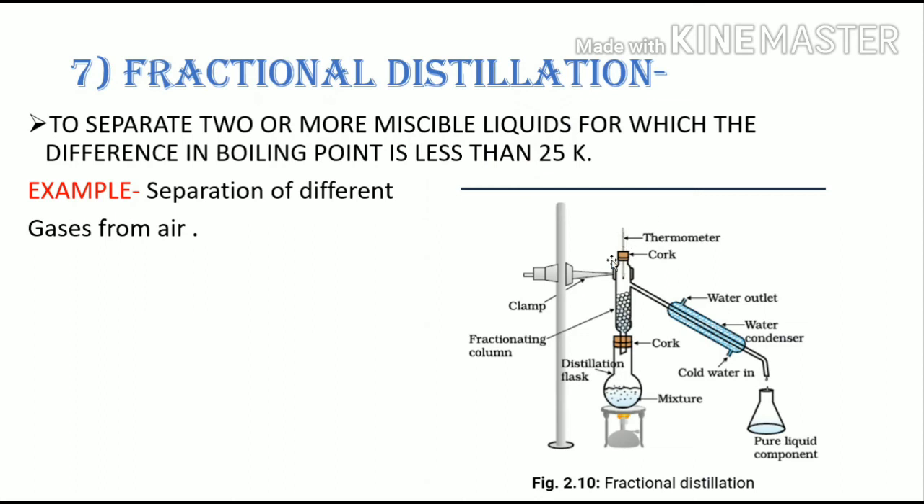Also a thermometer is used to detect the temperature, and a delivery tube and a water condenser are used, because the water condenser helps to condense the gases into the liquid state. In the gaseous mixture, there are many gases, and those with the lower boiling point come off first and change into the liquid state. So here we get the pure liquid of this component. So the question will come: how can you separate the gases from air? The answer is fractional distillation.